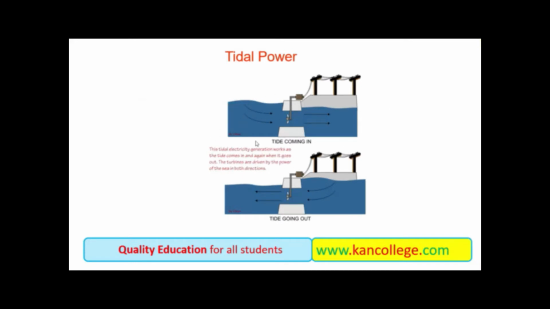You can see this figure here. The tides are coming first of all inside the basin, and in the reverse direction we can generate electricity. In the forward direction, the turbine can rotate, and similarly in the reverse direction, the turbine also rotates. This is another way of generating electricity from the tide.